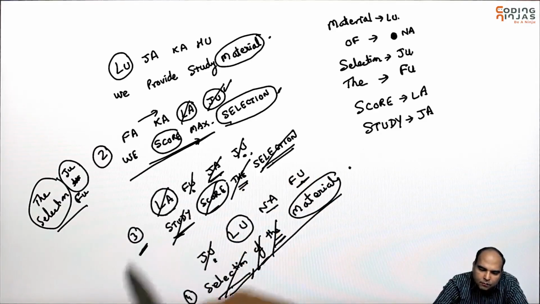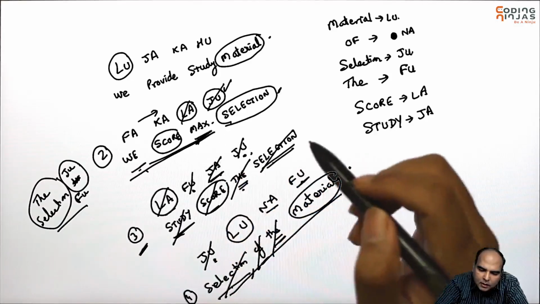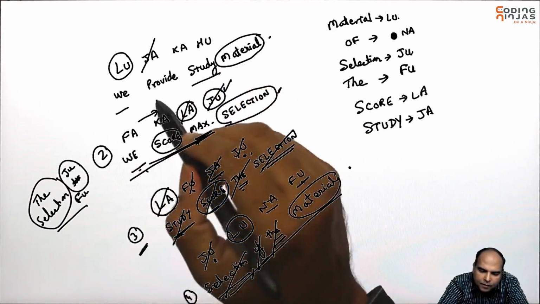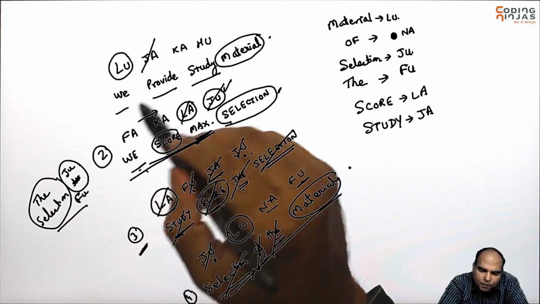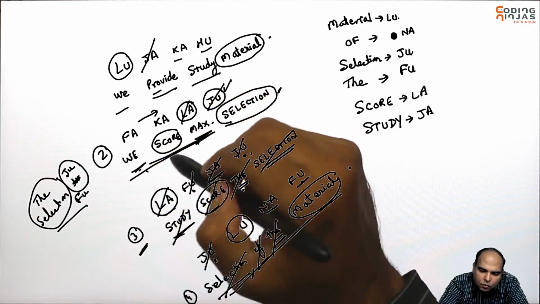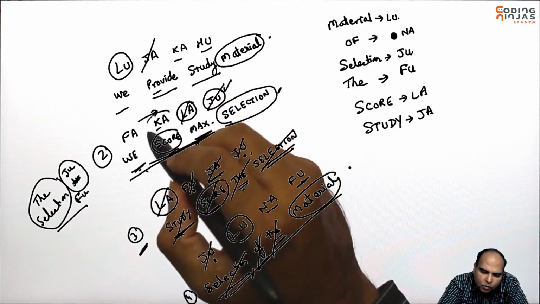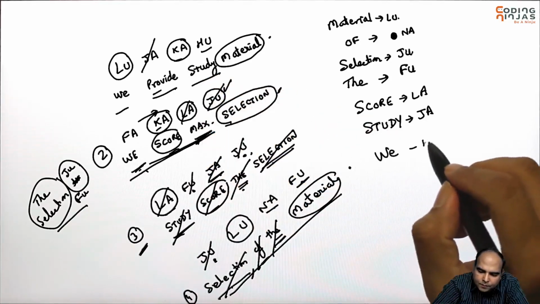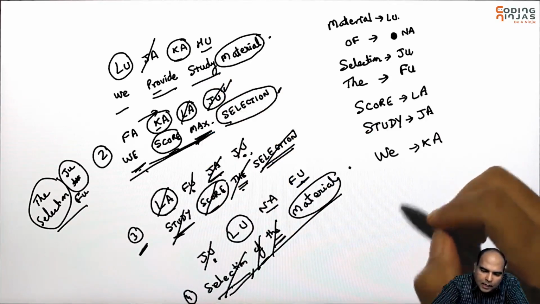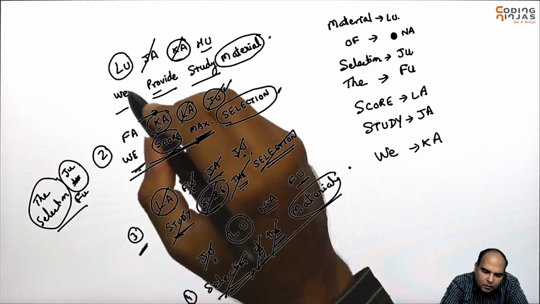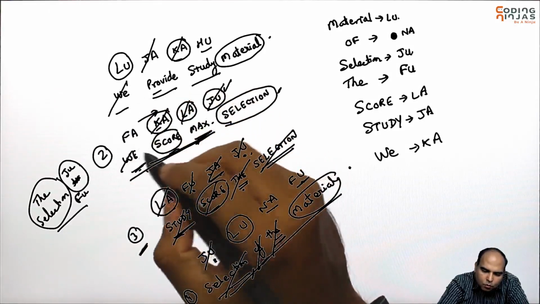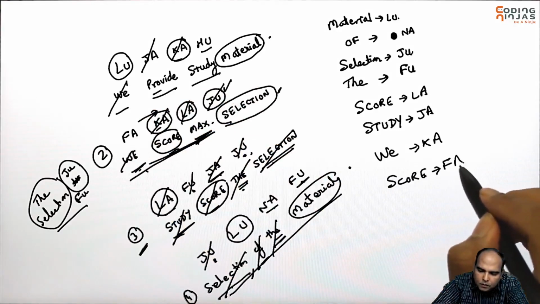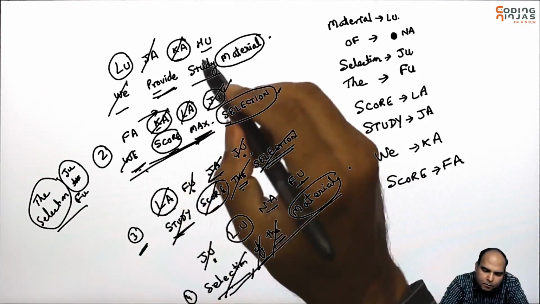Now the only thing is v and max, and study is ja. We have already taken that out, so we can delete that, and v and provide. So what is common between v provide ka hu and v score fa ka? So V is common in both the codes, and V must be ka. V must be ka, and that leaves you with score must be fa, and provide must be hu.